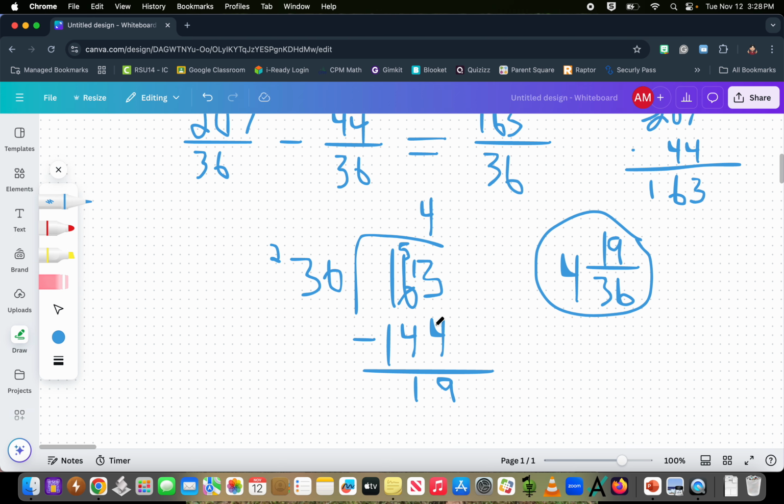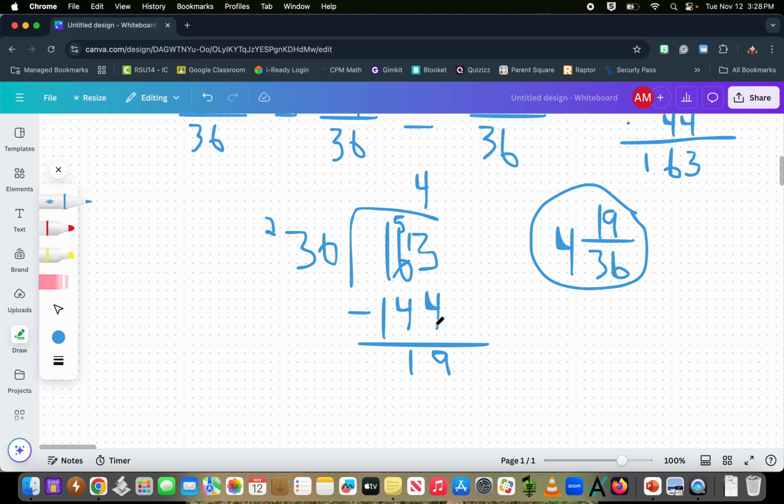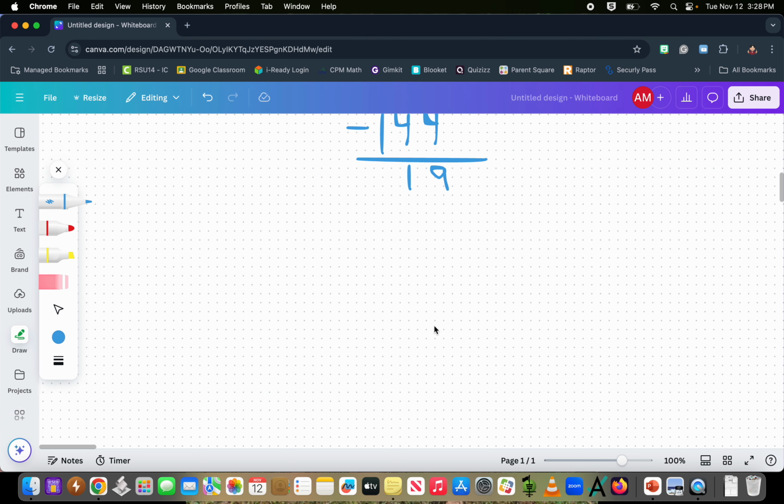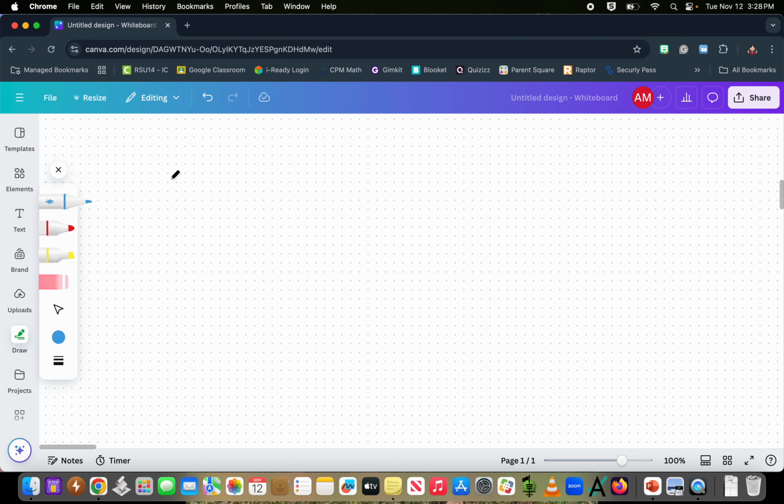The second way, we're going to do the same problem, only we're going to break apart our whole numbers and our fractions and solve it that way. So if I rewrite this again, I get 5 3/4 minus 1 2/9.